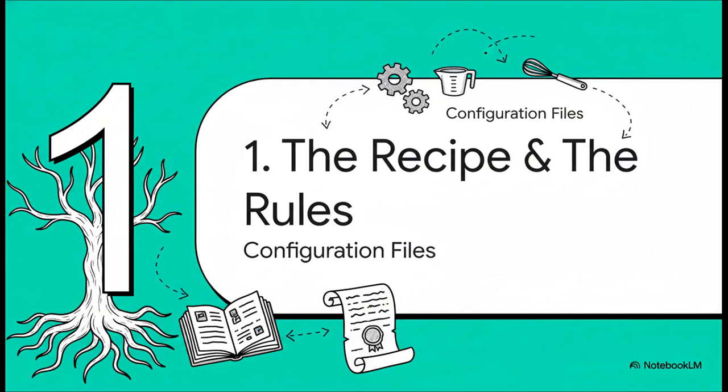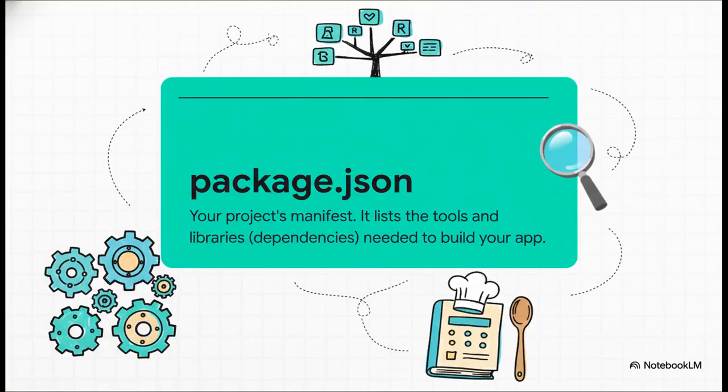We're going to begin right at the root of the project with the files that are basically the recipe and the rulebook. These are the configuration files, and they tell our project what ingredients it needs and how to behave. And we're kicking things off with the big one. Okay, first up, package.json. You can think of this file as your project's official ID card or its manifest. It's a list of every single tool and library your application needs to work. We're talking everything from React itself all the way down to the little tools that check your code for typos. It's the absolute source of truth for your entire setup.